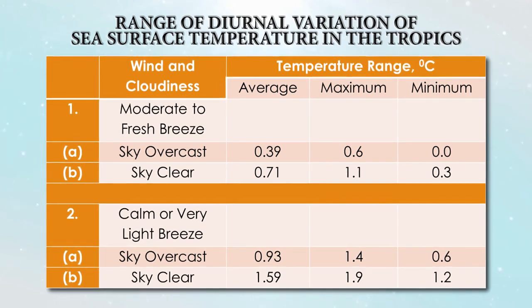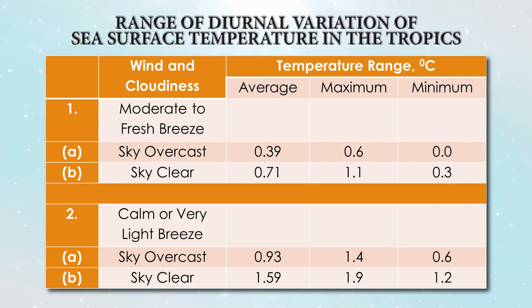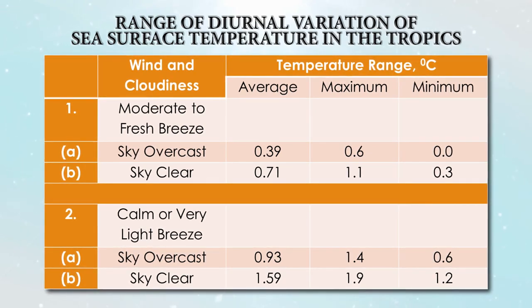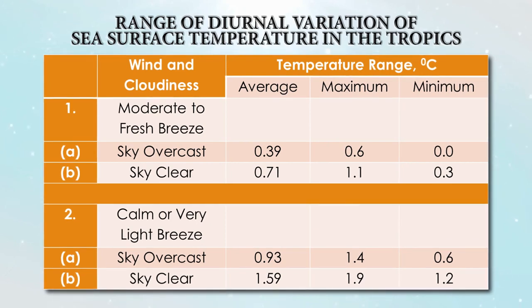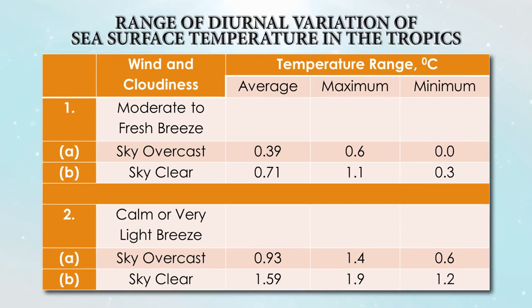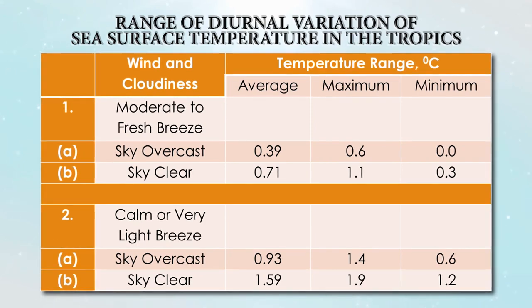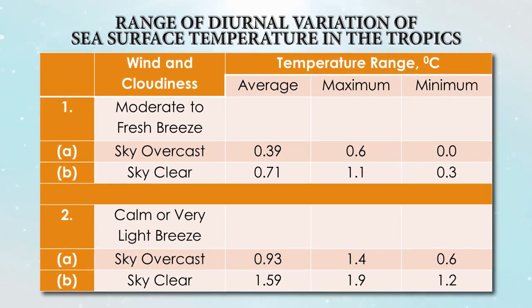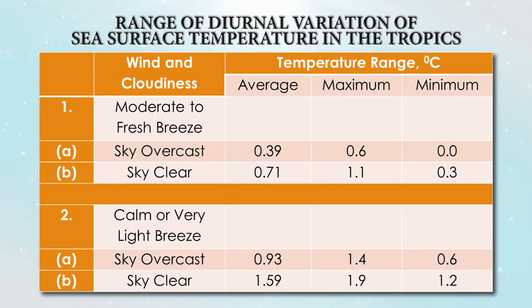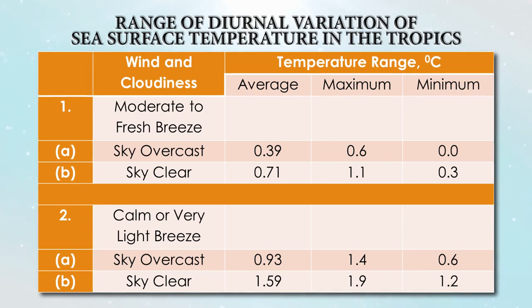So the atmosphere is not that calm, and in the later part you see the atmosphere is calm and a very light breeze is there. So the overcast conditions lead to a greater diurnal range of temperature, that is 0.93, and when the sky is clear it is even greater compared to the previous condition when there is moderate to fresh breeze. So you can compare and understand it in a better way with the study of this table.